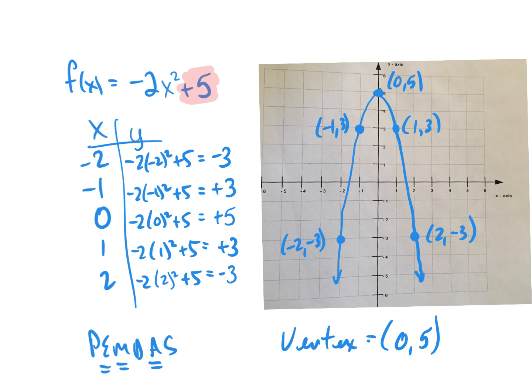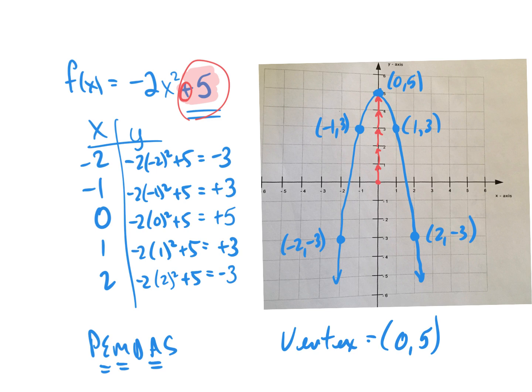And again, just go back to the original equation. Please notice the number on the end, plus 5, tells us that our vertex moved from the center up 1, 2, 3, 4, 5. All right, so any plus or minus number on the end of the equation always moves the vertex, the starting point, up or down in that same direction. So it was a plus 5, so it moves it up 5.